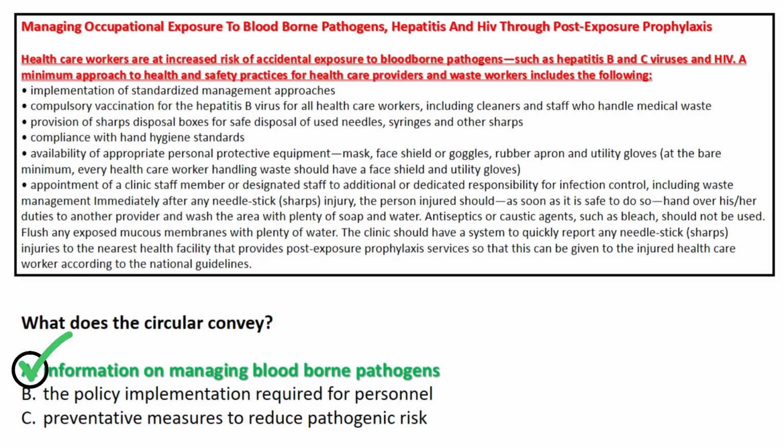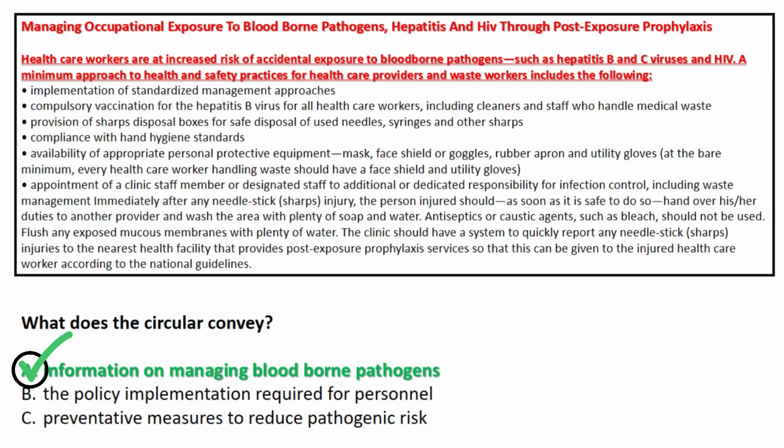These practices include implementing standardized management approaches, ensuring compulsory vaccination for hepatitis B, providing sharps disposal boxes, complying with hand hygiene standards, and making appropriate personal protective equipment available. The paragraph also mentions that in the event of a needle stick injury, the injured person should hand over their duties to another provider, wash the area with soap and water, and report the injury to the nearest health facility that provides post-exposure prophylaxis services.